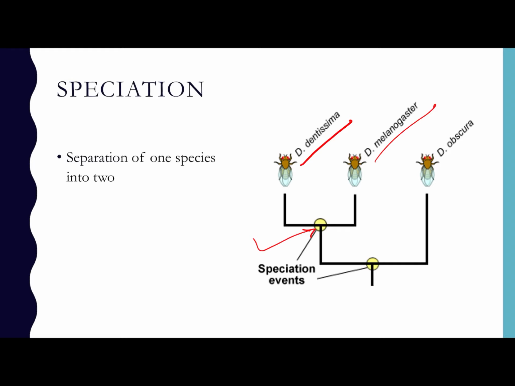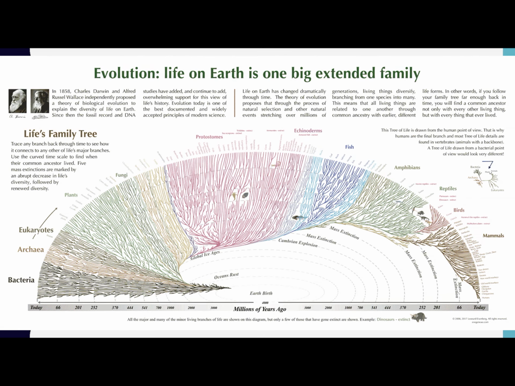So we can see right here the D. dentissima and the D. melanogaster have a fairly recent common ancestor. So this node, this point right here where they separate, indicates that there is a common ancestor right there. And that common ancestor would have undergone the process of speciation to make now two distinct different groups. Same thing would have happened here, although that common ancestor is earlier than the one between the dentissima here and the melanogaster here.